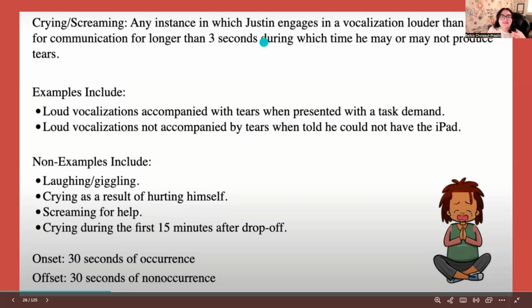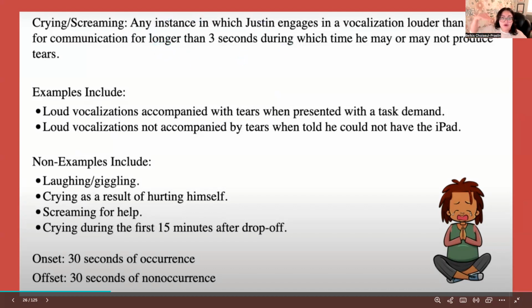Crying or screaming, any instance in which Justin engages in vocalizations louder than is used for communication. So now we set a note for what is louder than used for communication. How you and I would normally talk to one another or talk to other people who are near us, that is normal communication. That is for communication. When I start to get louder and now I'm screaming and crying or screaming, it's louder and louder, more than just at my regular tone and pitch. And that's happening, according to this definition, for longer than 3 seconds.